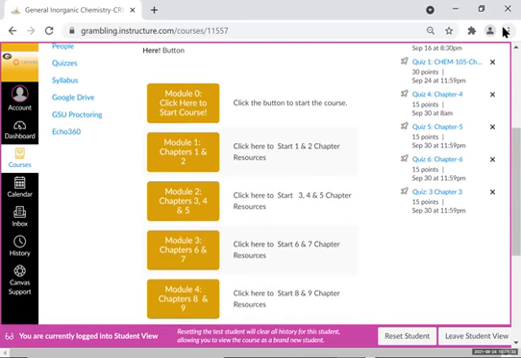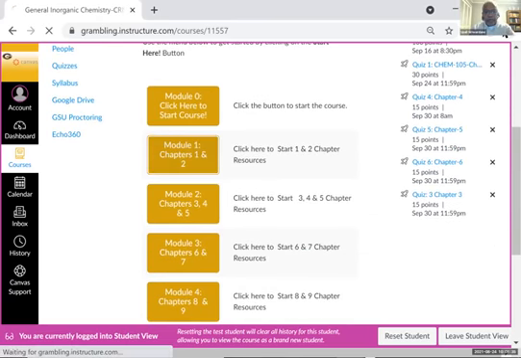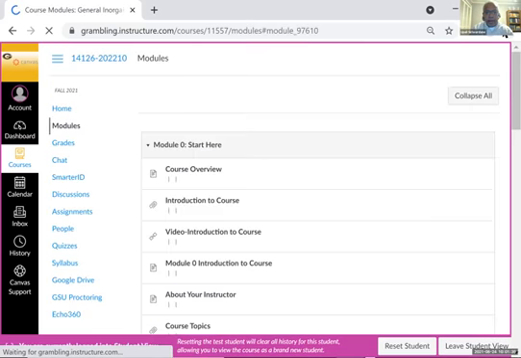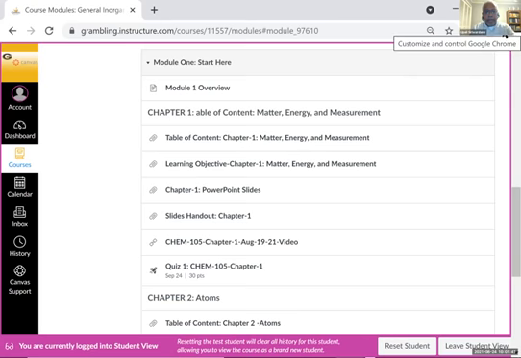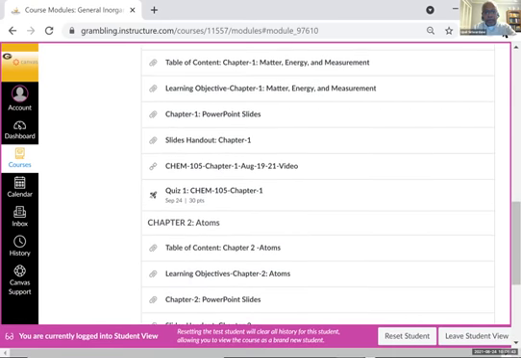Yes. So you go to module 1, right? The PowerPoint slides are the ones I'm going through today. The slide handout for chapter 1 is for printing if you need to print it out.